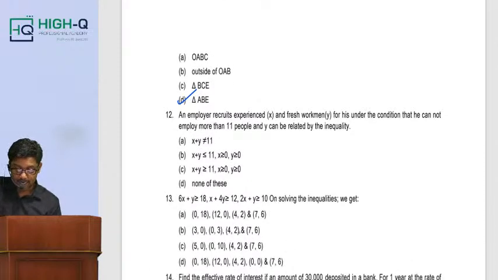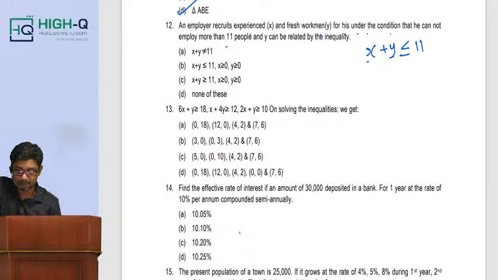Now an employer recruits experienced and fresh workmen under the condition that he cannot employ more than 11 people. That is x plus y, experienced plus fresh workmen, should not exceed 11, which is nothing but less than or equal to 11. And why are they writing x is more than or equal to 0 and y is more than or equal to 0? Because the number of employees cannot be negative.